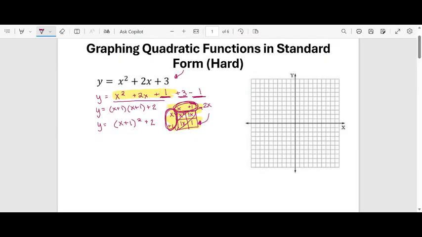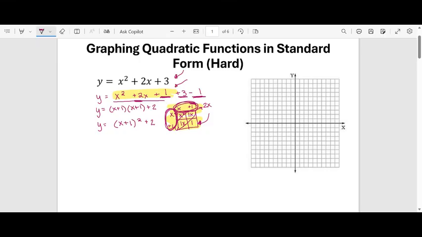Just as a quick note, a trick to doing this without the square is to do half of your b value, your middle number, and square it, right? So half of 2 is 1, and 1 squared is 1. That's what's going to end up in that blank right there.